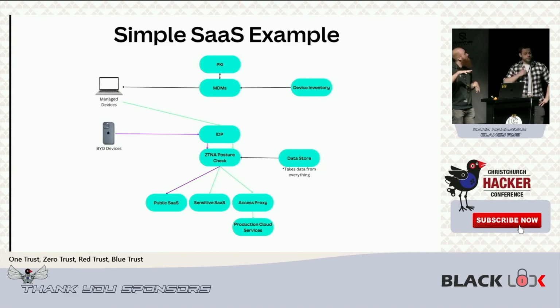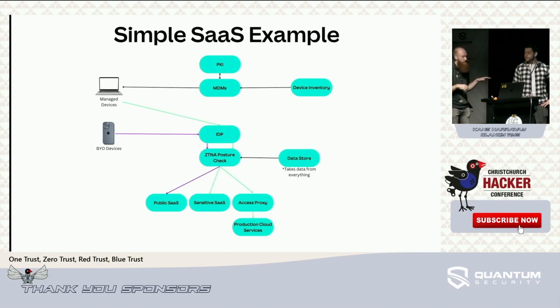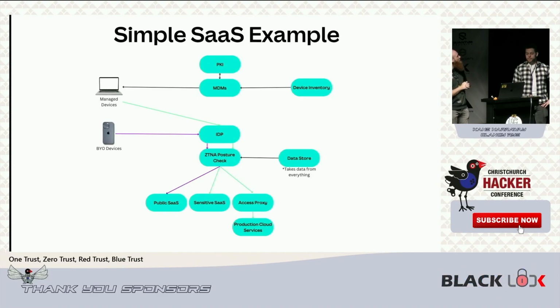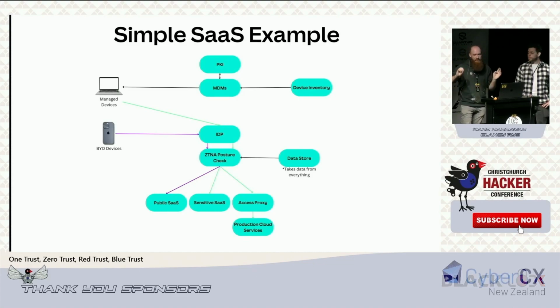So we start at the top, we have a PKI set up, and we have MDMs, and that deploys certificates to our managed devices. Now, when me, a user of a managed device, wants to access, say, Salesforce, Jira, one of my services, I go through the IDP, and either the IDP or some sort of extra tool that's been plugged in will check the posture of my device, and that will allow me to access production services or sensitive things. Now, you may also have BYO devices that can just access public things like Zoom or Google Meet. So generally, you have all your sensitive stuff in one, all your public stuff in another.